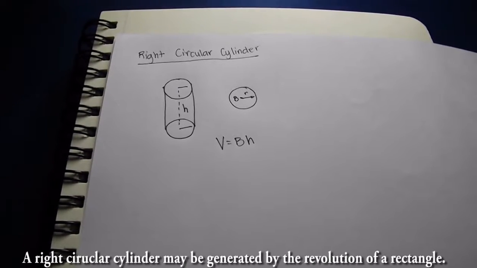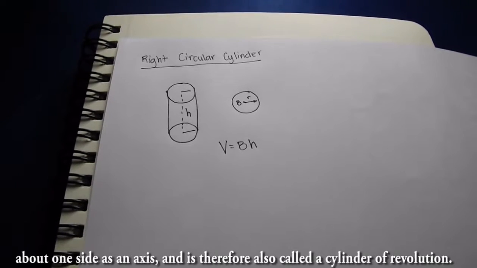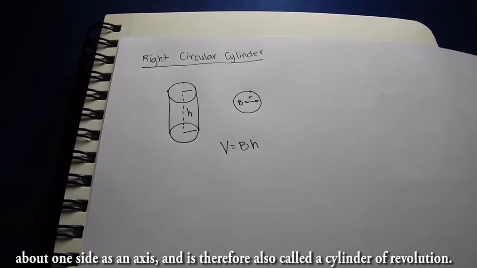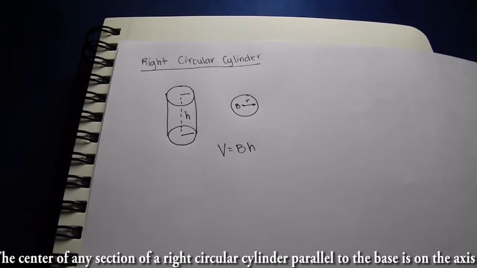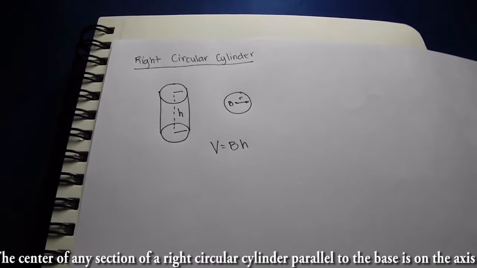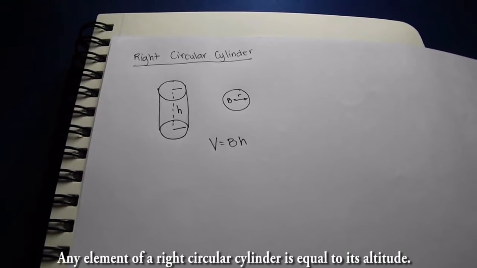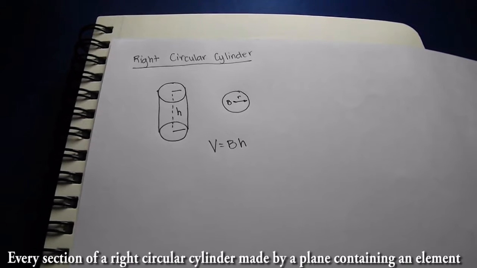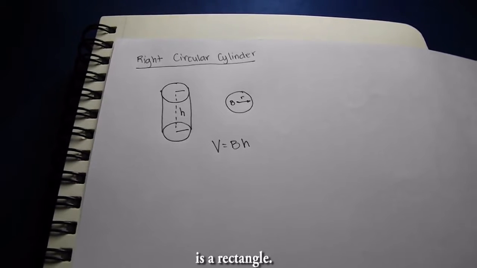A right circular cylinder may be generated by the revolution of a rectangle about one side as an axis, and is therefore also called a cylinder of revolution. The center of any section of a right circular cylinder parallel to the base is on the axis. Any element of a right circular cylinder is equal to its altitude. Lastly, every section of a right circular cylinder made by a plane containing an element is a rectangle.